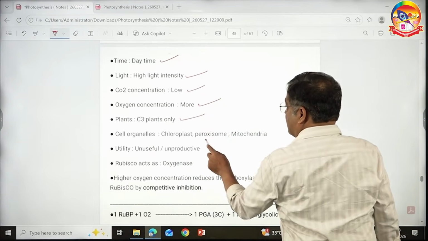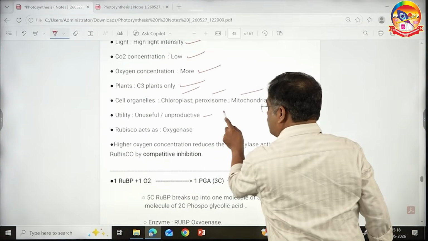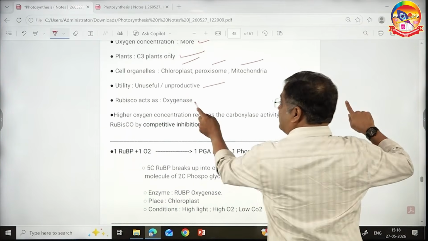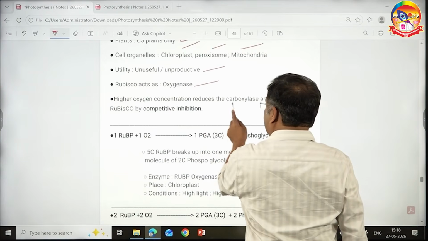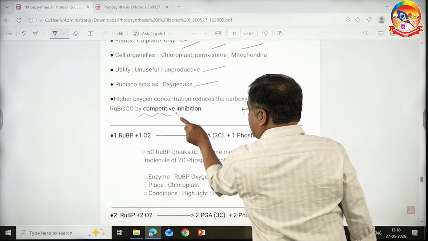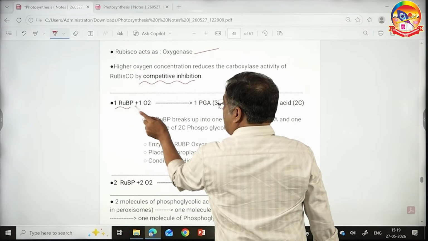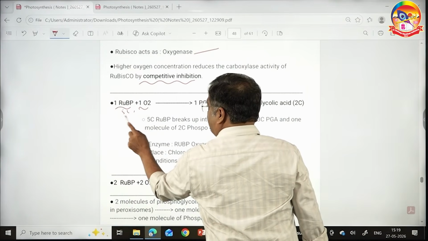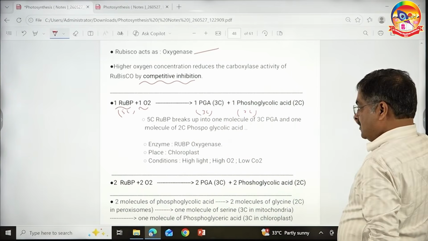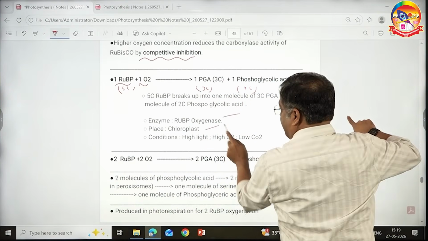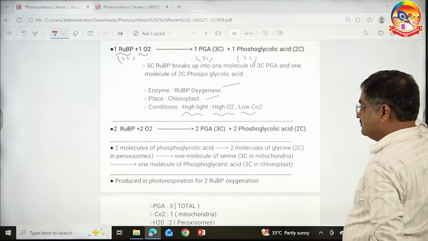Cell organelles for this: chloroplast, mitochondria and peroxisome. It is not useful. Rubisco acts as oxygenase. High concentration of oxygen reduces the carboxylase activity. This is the competitive inhibition. 1 RUBP, 1 oxygen, this 5 carbon compound breaks into a 3 carbon and 2 carbon. Enzyme name: oxygenase, it occurs in chloroplast. Conditions: high light, high oxygen and low CO2.